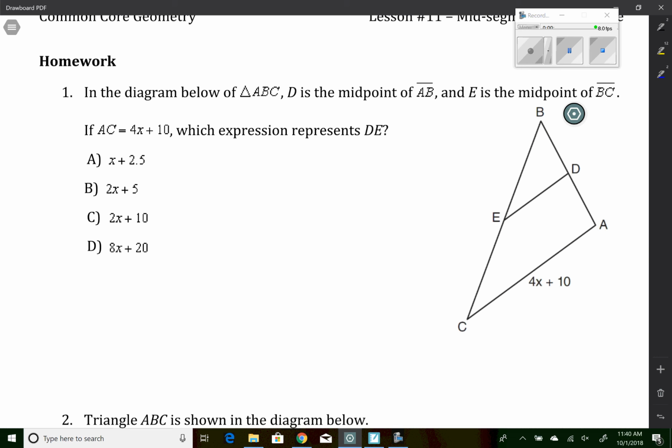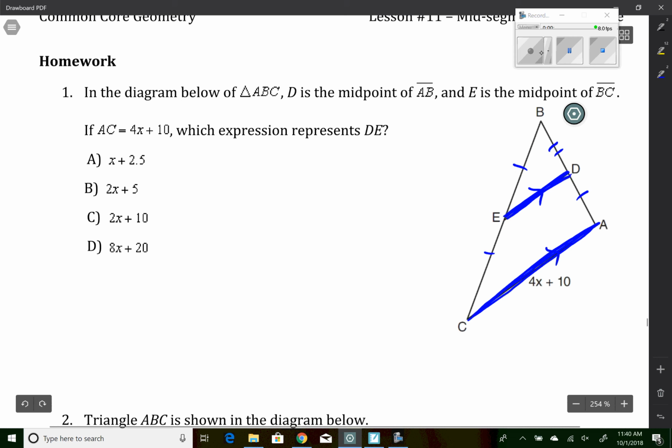So in number 1, it tells us that triangle ABC has midpoints of D and E, meaning DE is going to be the mid-segment. Now, if DE is the mid-segment, there are 3 or 4 things that we know about it. I know it's going to be half of the size of its parallel base, so half of AC. I know it's going to be parallel to AC. And I know it's going to cut these segments into equal parts. All of that just by knowing that it's the mid-segment.